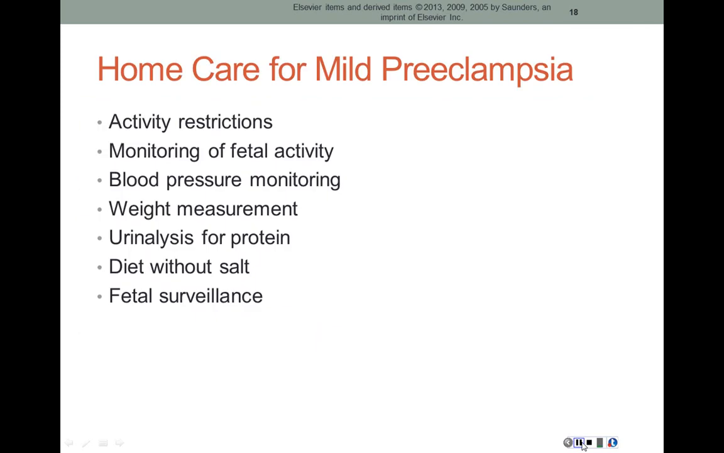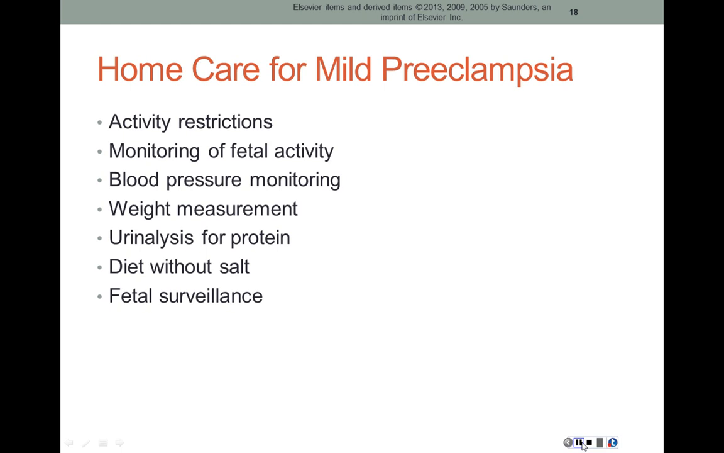So with mild preeclampsia, home care, they're not going to be in the hospital, but they are going to have activity restrictions. They probably are not going to be able to work unless they work from home on a computer. So they may be on bed rest at home. And remember, guys, if you're on bed rest for 3 months, it gets really boring, and you start feeling like you are going crazy staring at the four walls.